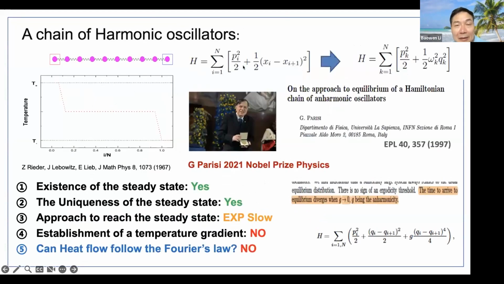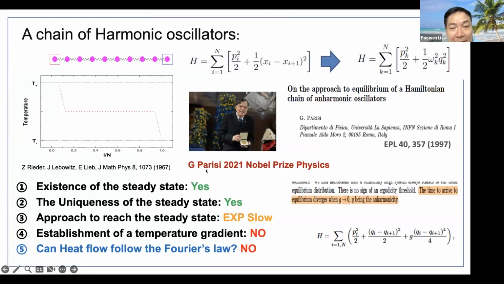So actually, the simplest model is a one-dimensional harmonic chain. This model can be rewritten in momentum space, which has non-interacting phonons. Because there is no interaction between phonons, there's no heat resistance. No heat resistance means no temperature gradient can be established. This was the analytic work proved by Baowen Li et al.